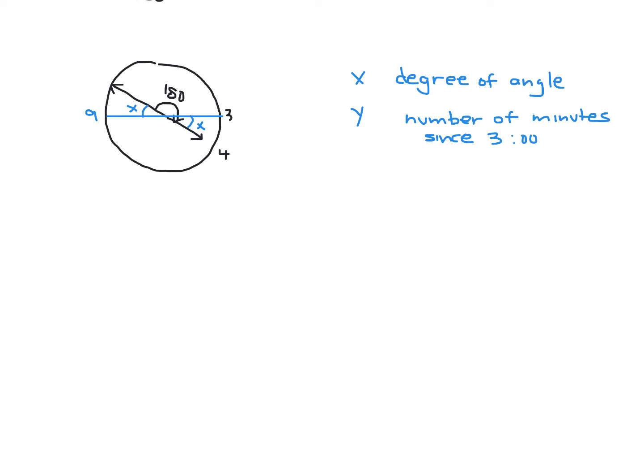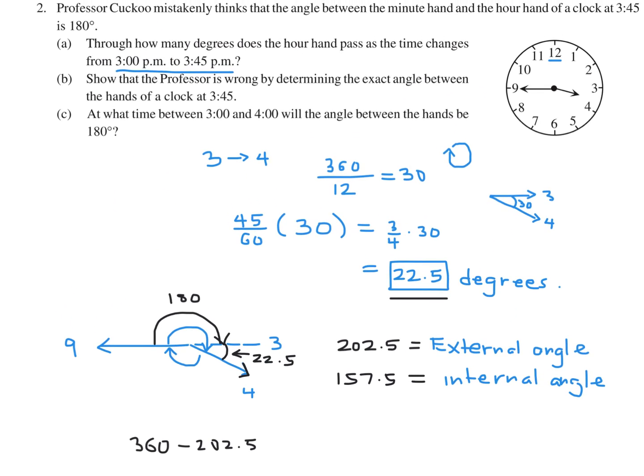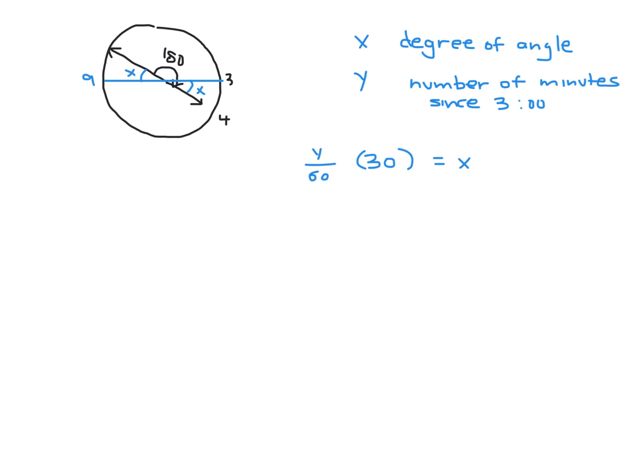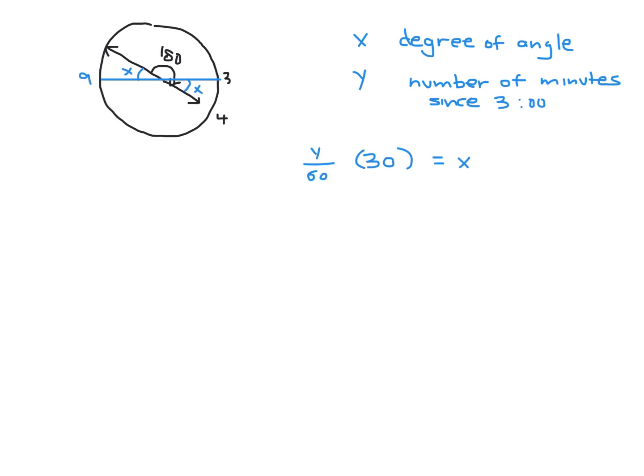We've got to set up an equation here. If you remember from part A, we could figure out x by looking at the 30 degrees. The hour hand moves 30 degrees from 3 o'clock to 4 o'clock. So if y is the number of minutes, then y over 60 times 30 equals x. That's essentially identical to what I did up here in part A, but this time with variables. So that's the first equation.